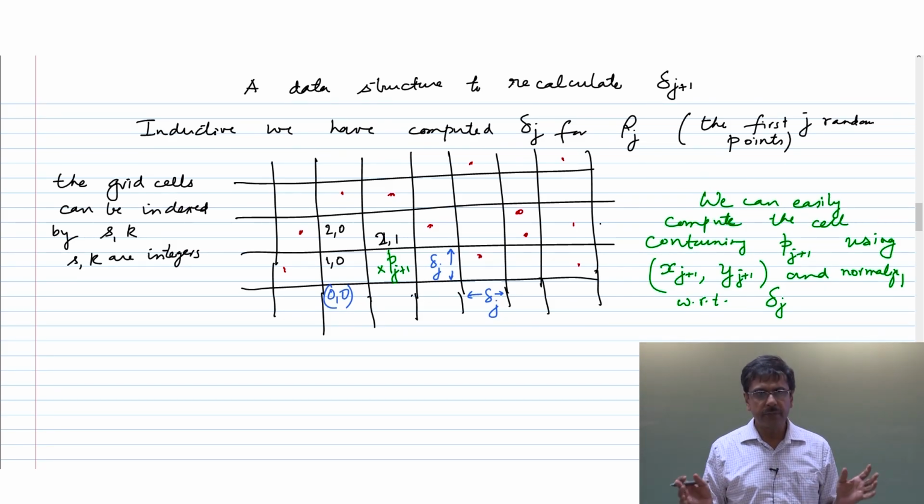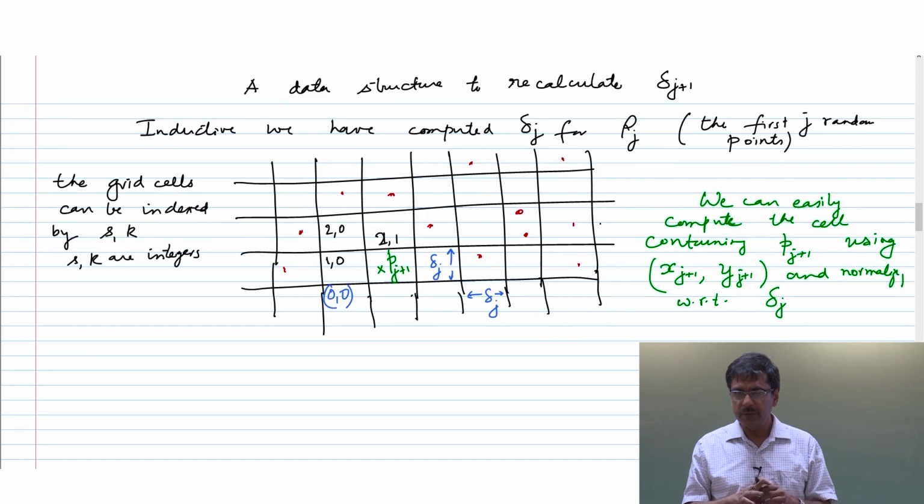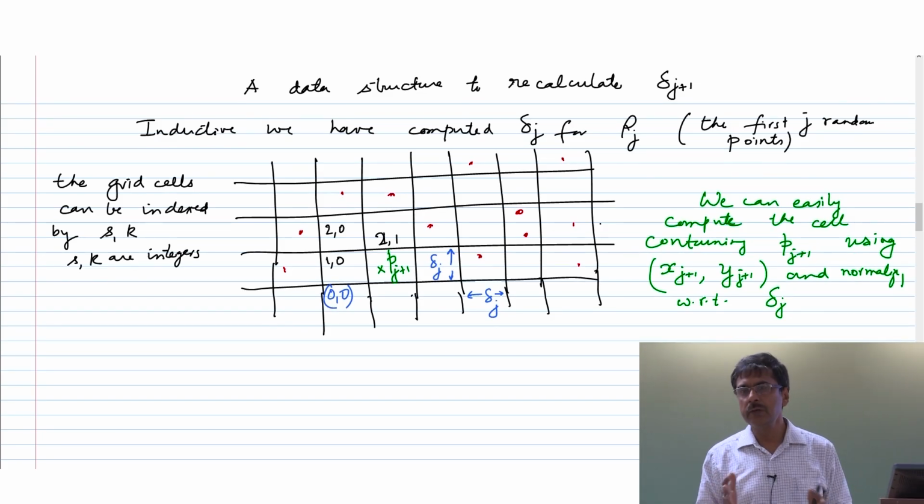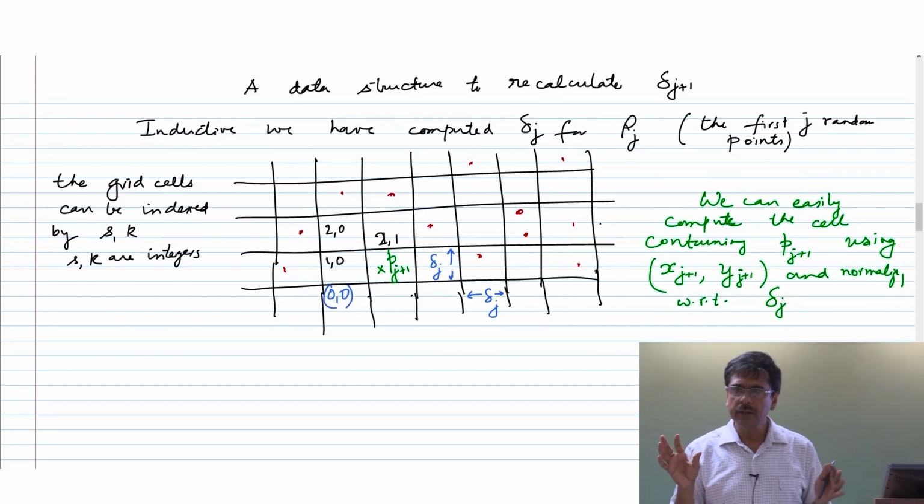So, there are infinite grids, so there are infinite numbers, but we are not going to store the infinite number of grid cells. We will only store the ones that actually contain some points. And there can be at most j grid cells that can contain points, because there are j points. The empty grids will not even be stored. So, in some data structure, we will only keep track of the non-empty cells, right.